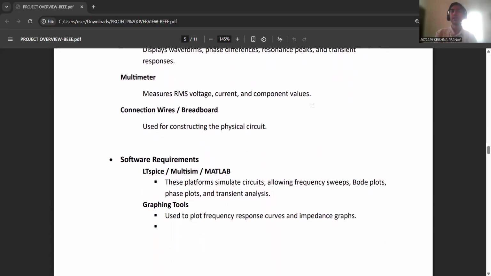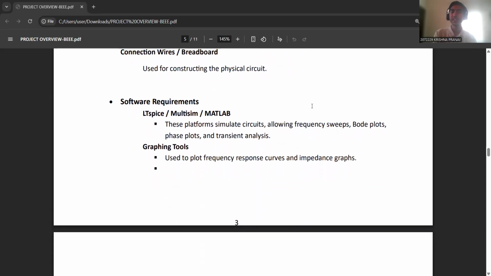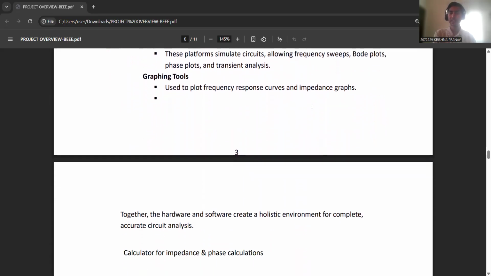Multimeter measures RMS voltage, current, and component values. Connection wires used for constructing the physical circuit. Software requirements. These platforms simulate circuits, allowing frequency sweeps, Bode plots, phase plots, and transient analysis. Graphing tools used to plot frequency response curves and impedance graphs. Together, the hardware and software create a holistic environment for complete, accurate circuit analysis.